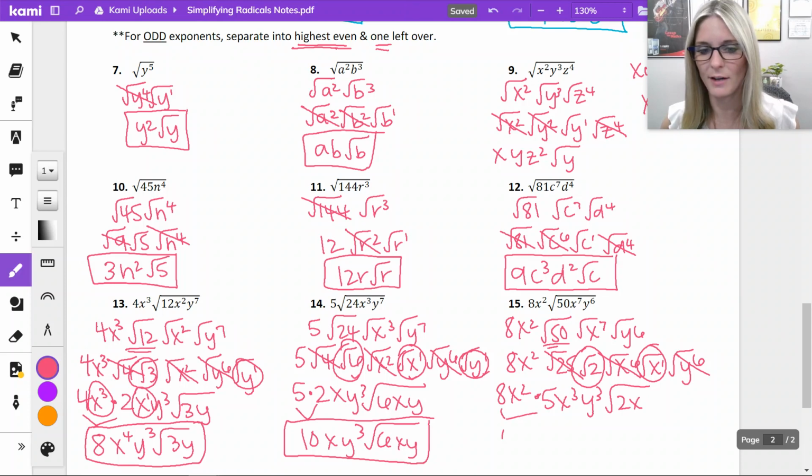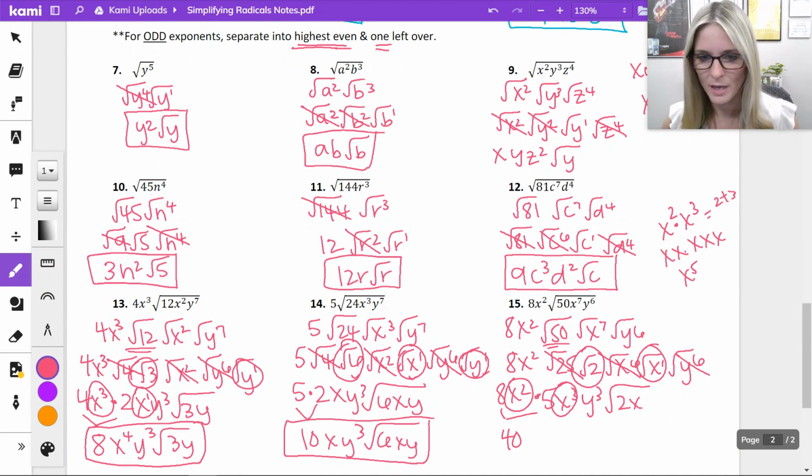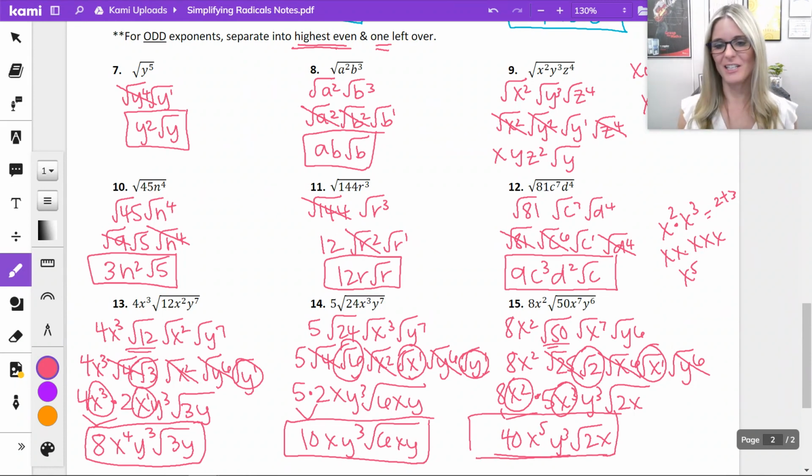We had 8 times 5 makes 40. We had x squared and x cubed. Add our exponents, right? X squared, making notes up here, times x cubed. That means x times x times x times x times x. That's x to the 5th. We add our exponents there. Okay. X to the 5th, y cubed, and then the square root of 2x. Final answer, 40 x to the 5th, y cubed, radical 2x. Final answer.